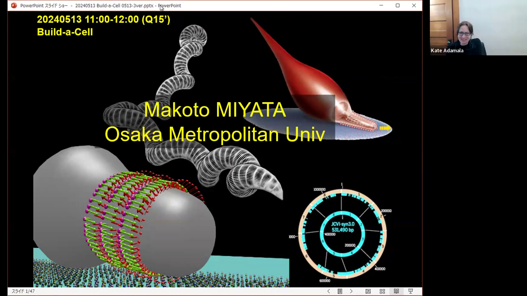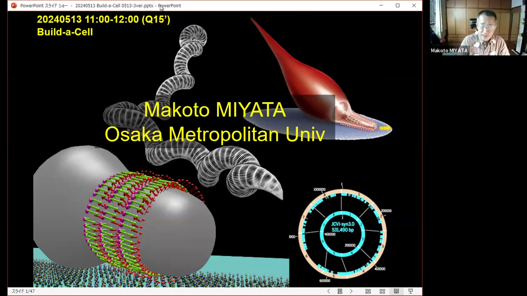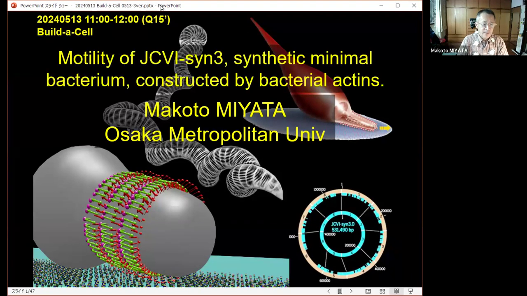Thank you very much, Kate and the organizers, for inviting me to this very exciting activity. I'm Makoto Miyata from Osaka Metropolitan University in Japan. The title of my talk is the Motility of the JCVI-syn3, a synthetic minimal bacterium, constructed by the bacterial actins.